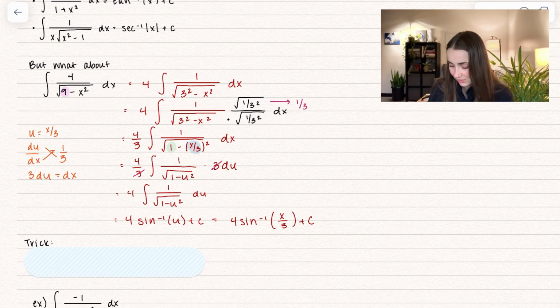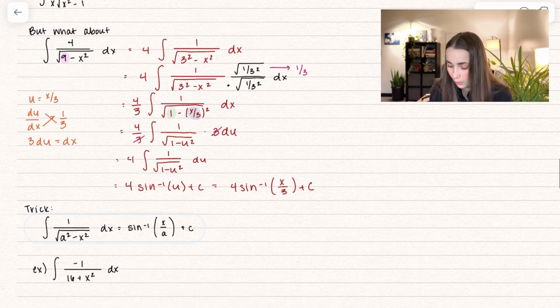So the trick of how this works is we get the integral of 1 over the square root of a squared minus x squared dx is equal to the inverse sine of x divided by a plus c. So notice in our equation, we had a value of 9, which was equal to 3 squared. And so it ended up being x divided by 3 in our final solution. So that trick is going to work every single time.